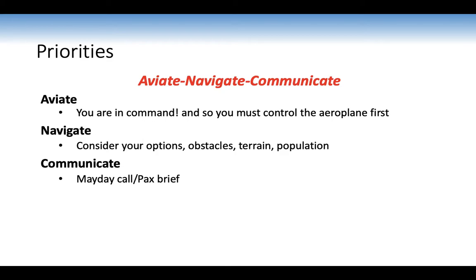So priorities, you must aviate, navigate, communicate. Whether you are doing a go around, whether you're in a navigational exercise or when you're doing a PFL. Aviate, you are in command. Fly the aeroplane to prevent the undesired aircraft state, so you must control the aeroplane first. Navigate, consider your options, obstacles, terrain, population. Do you have time? Is there a nearby airport you can glide to, or do you have to land immediately in a nearby field? Communicate with a Mayday call and doing a passenger brief, and communicate so others can help, even if it is to stay out of your way.